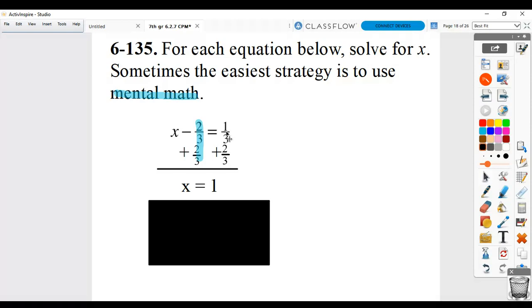And again, the mental math would be the 1/3 plus 2/3 equals 1. It also should hopefully make sense that 1 minus 2/3 does equal 1/3. And it didn't say we had to check, so we don't.